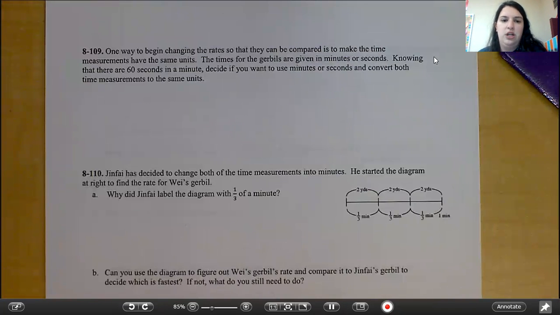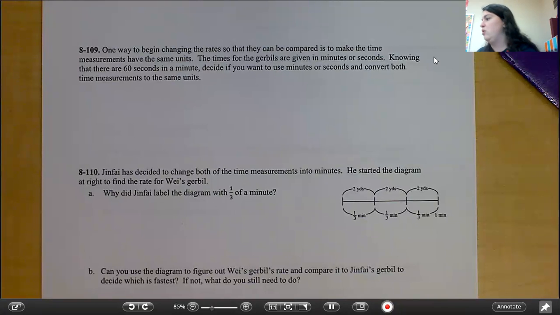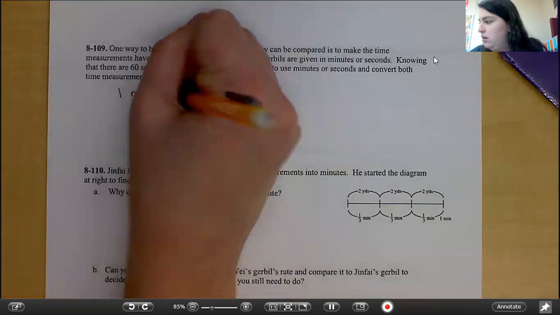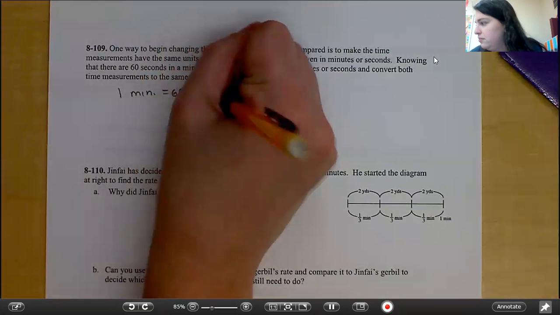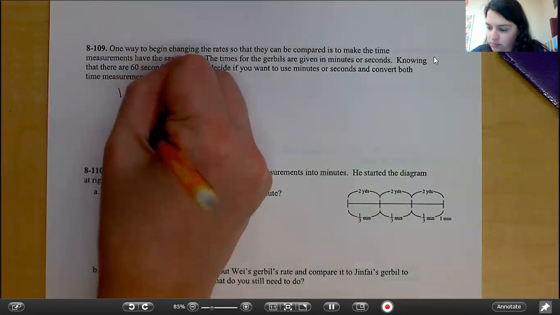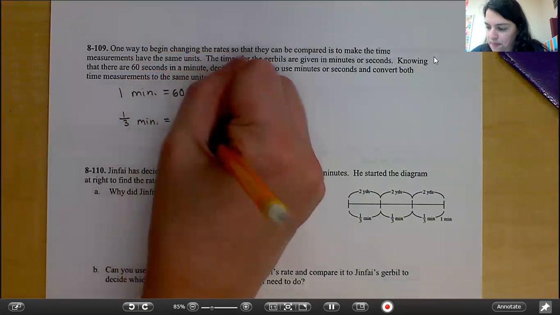So let's look at what they want us to do now. One way to begin changing the rates so that they can be compared is to make the time measurements have the same units. The times for the gerbils are given in minutes or seconds. Knowing that there are 60 seconds in a minute, decide if you want to use minutes or seconds and convert both time measurements to the same unit. So you should know that in 1 minute, there are 60 seconds, and 1/3 of a minute is 20 seconds.